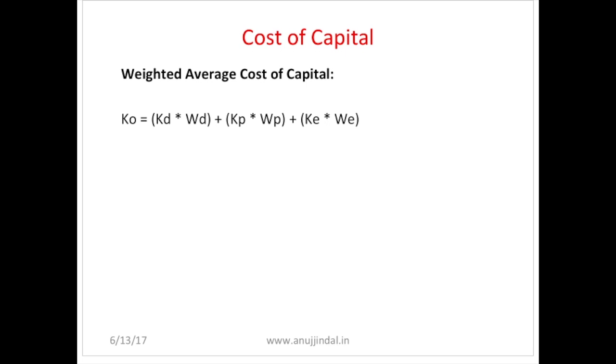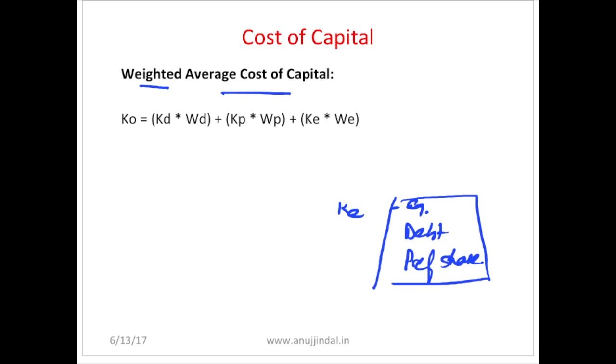Next is the weighted average cost of capital. Now, if you're given a portfolio wherein you have, for example, equity, certain debt, and certain preference shares, how do you find out the cost of capital of all these three combined? Now, there is a method for that.